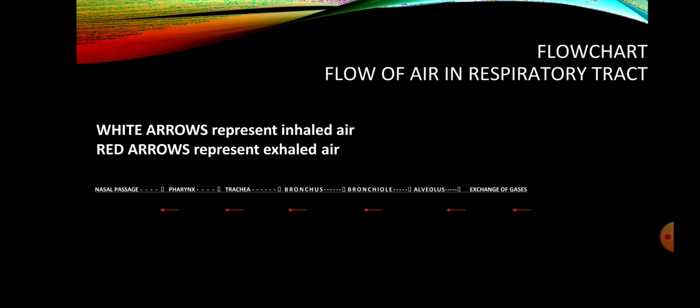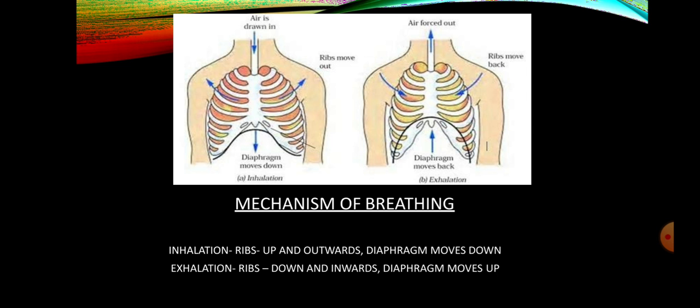Here's a flow chart of the flow of air in the respiratory tract. The white arrows represent the inhaled air, whereas the red arrows represent the exhaled air. First, during inhalation, the air reaches the nasal passage, then it passes through the pharynx, then it goes to the trachea, then the bronchus, then the bronchiole, then the alveolus, then exchange of gases happens, and then the opposite process occurs during exhalation.